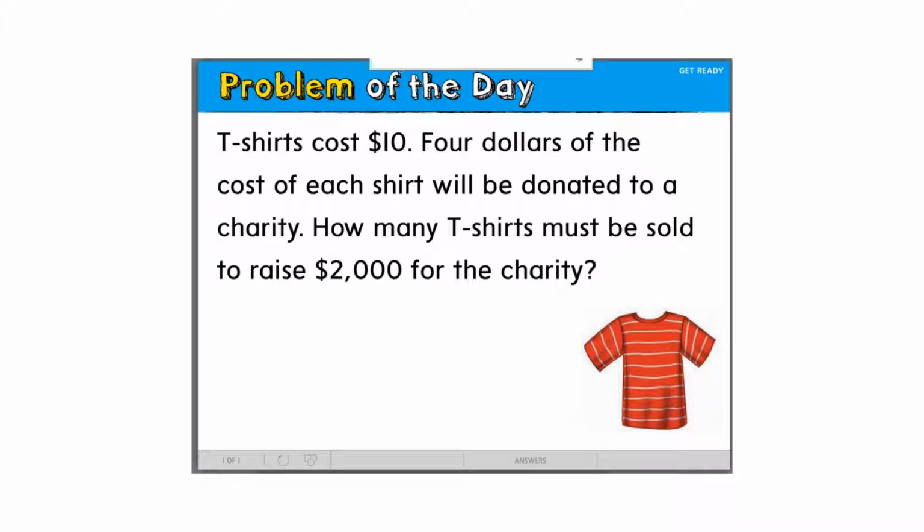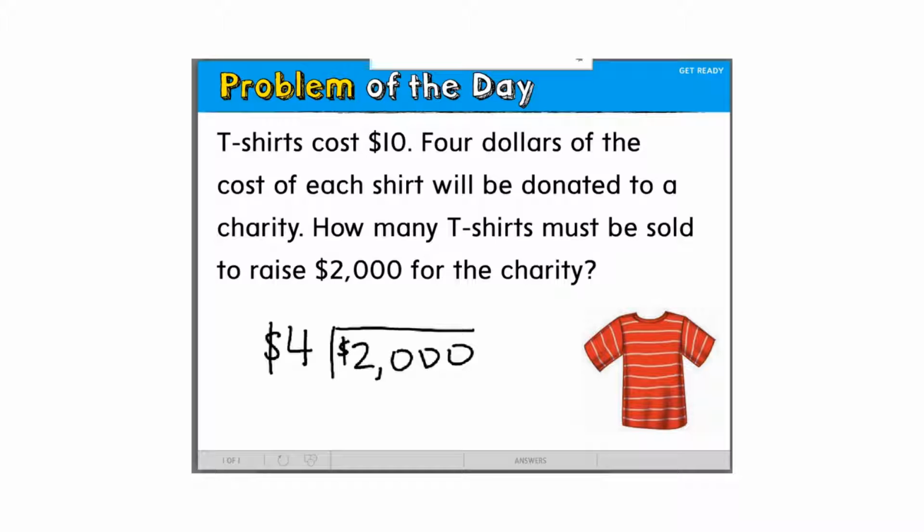The charity gets only $4 from each T-shirt. We can divide that into 2,000. As I said, I heard people asking how this goes with rounding decimals. The problem of the day is not always about what we're doing that day, because I can't ask you a question about something you haven't learned yet. Usually on the problem of the day, it's something you've done in a previous chapter or lesson, just to remind you of something we've done.